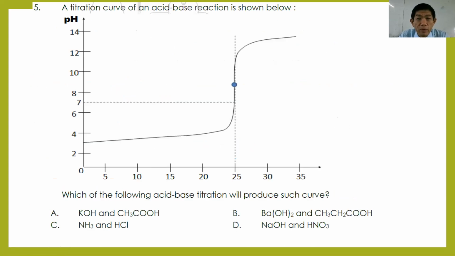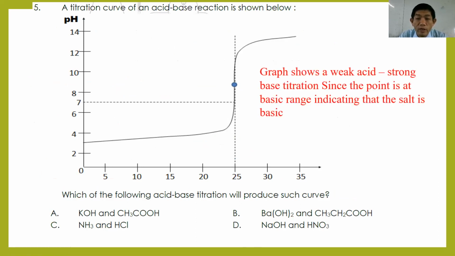Titration curve of an acid-base reaction is shown below. We have pH against volume. Which of the following acid-base titrations will produce such a curve? So if you notice carefully, the neutral point is in the alkaline region. So this must be a mixture between a strong alkali and a weak acid. Strong alkali and weak acid mixture. So among the choices, strong alkali and weak acid mixture is A.